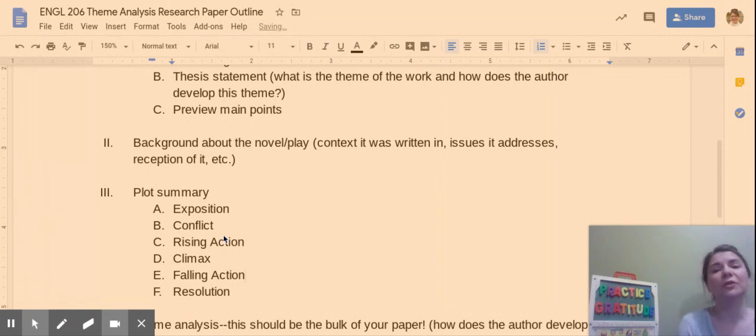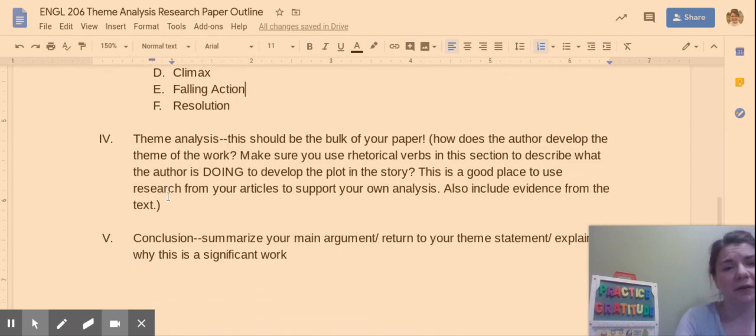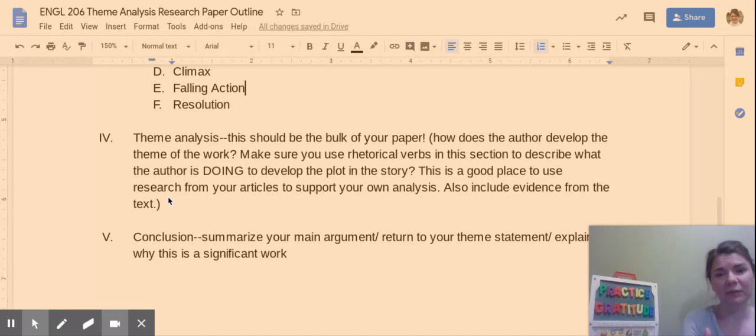However, your plot summary should not include everything that happens in the story. This is not the place to pad your paper. You only have 6 pages to write, which really is not that much. Your plot summary should really be like a page, maybe 2 pages. So you've really got to condense it and focus on the things that you think are most important to the plot. The reason you need to do that is because the bulk of your paper should really be analyzing the theme of the work.